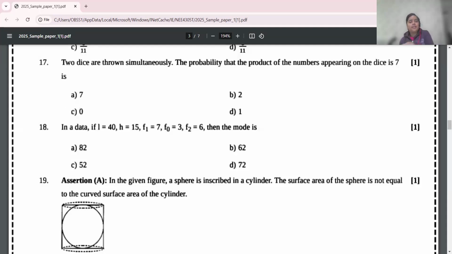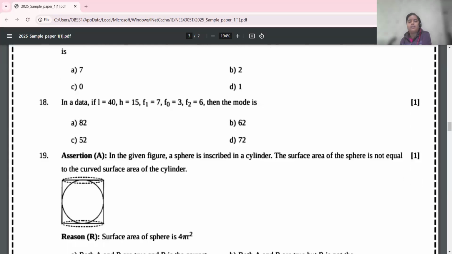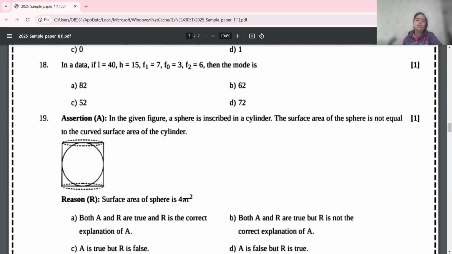Moving to the next question. In a data, we are given the L, H, F1, F0, and F2, and we have to find the mode. So simply just put it in the formula. The formula for the mode is L plus F1 minus F0, which is 4, by 2 times F1, 14, minus F0, 3, minus 6, times height. Simplifying further, 40 plus 4 by 5 into 15. 4 threes are 12, 12 plus 40, 52. Option number C.